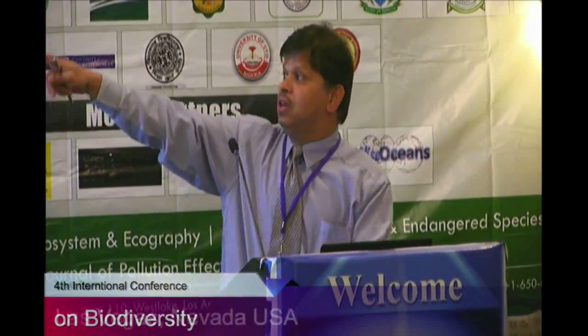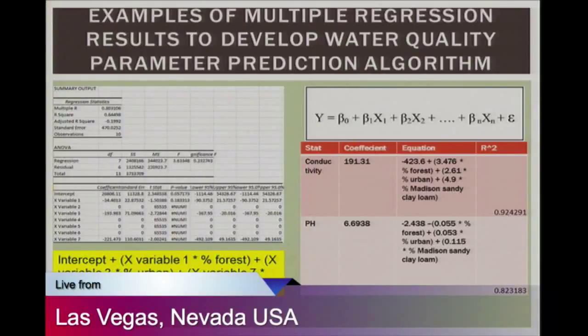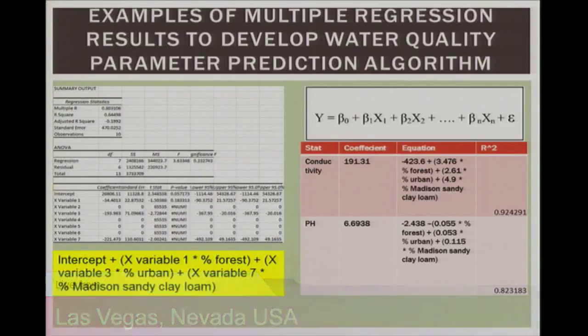And this is the example, what does it mean to you? We can develop an equation, just like we have it: intercept plus X variable 1, X variable 3, and X variable 7. That way we will develop the algorithm. Somebody can take that and plug in the percentage of forest of their watershed, percentage of urban of their watershed, and percentage of Madison sandy clay loam, which is available in our area.